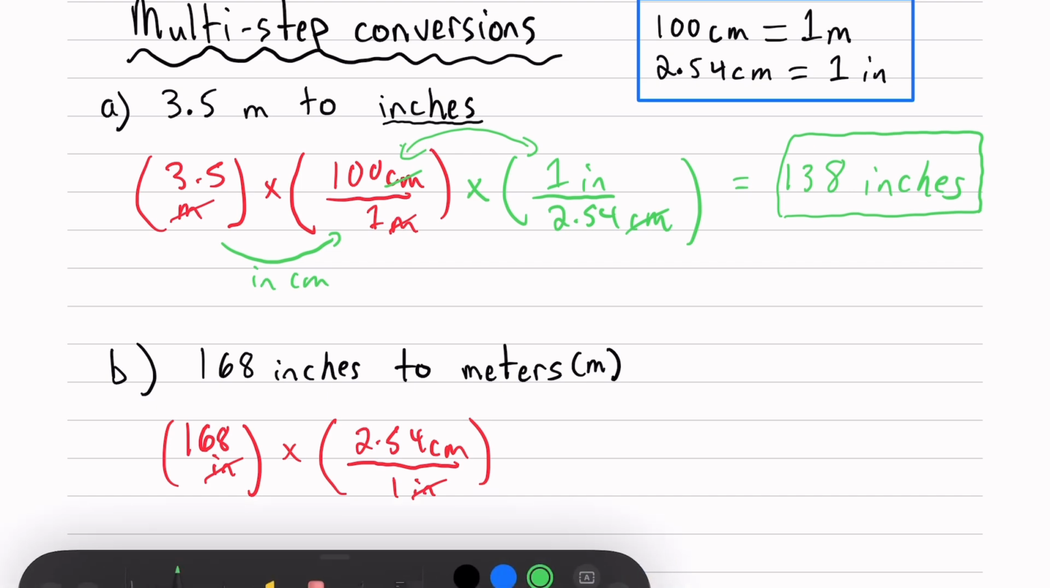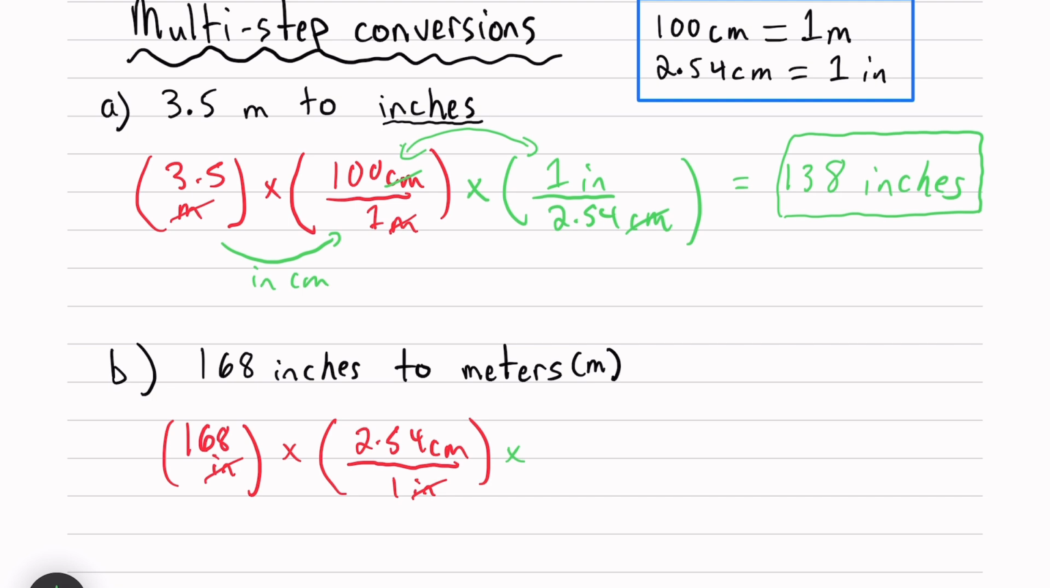And then once again, and we'll do this in green, that there are 1 meter for every 100 centimeters. So in our calculator, we would do 168 multiplied by 2.54 over 1 multiplied by 1 over 100. And when we plug that in our calculator, we get the following answer in meters: 4.27 meters. This is going to get considerably easier the more you practice, so I urge you to practice the worksheets that are given by your teacher on conversions.